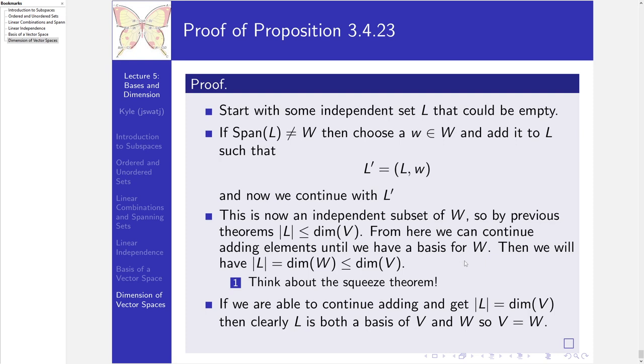And then let's say we didn't stop, right? And we kept going, right? Like the size of L kept growing beyond the dimension of W. Like we kept adding. Then we would actually arrive at the size of L being exactly the dimension of V. So then that same L, which would be a basis for W and V, would mean that V is equal to W.